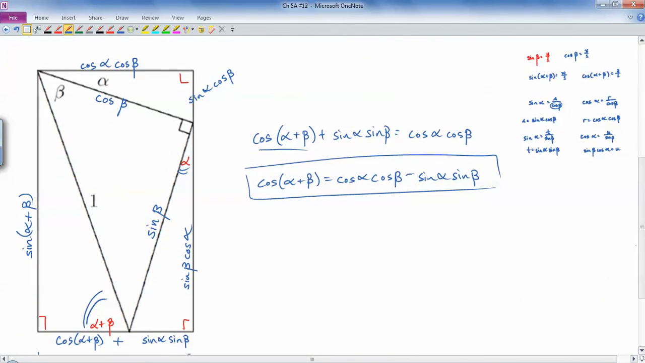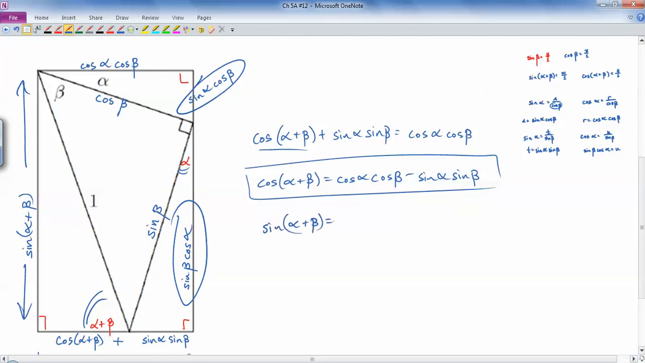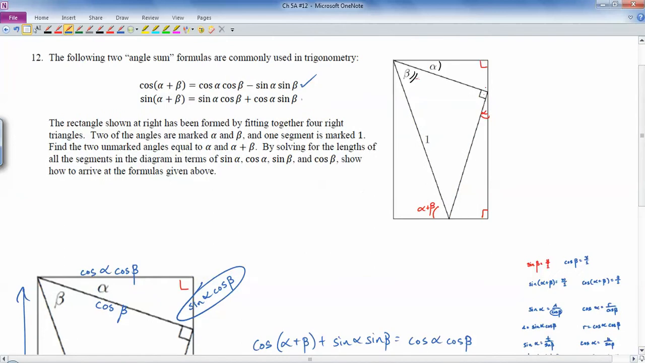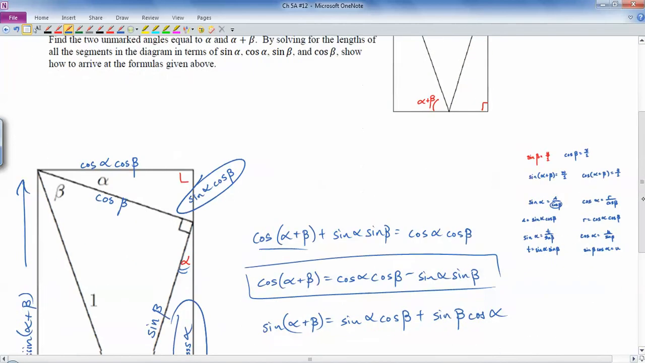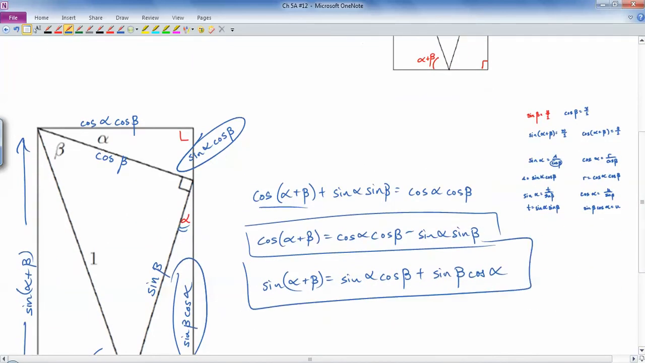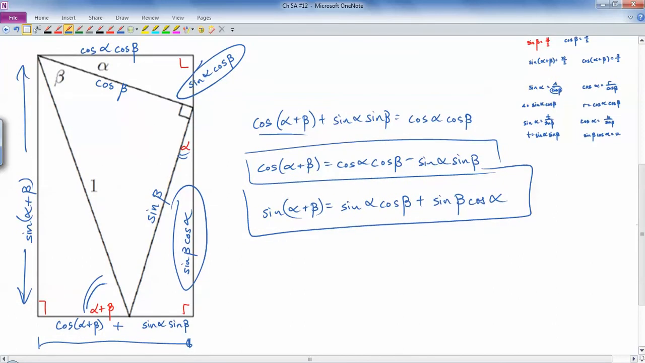So there's one of our two formulas. The other one is, let's look at this side. That side is sine alpha plus beta, which should really be this plus this. So sine alpha plus beta equals sine alpha cos beta plus sine beta cos alpha, or you could have said cos alpha sine beta, which is the way it's written up here. So there are two ways to derive it, and I hope that helps.